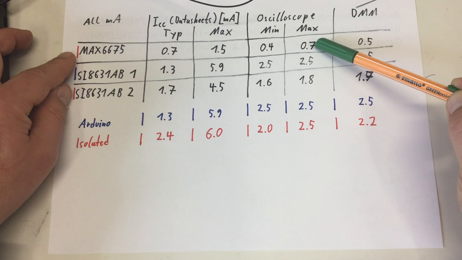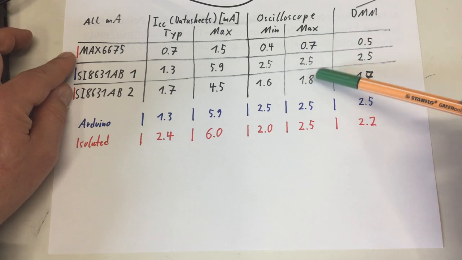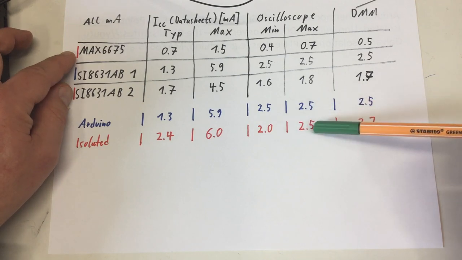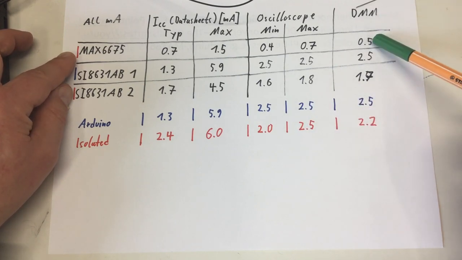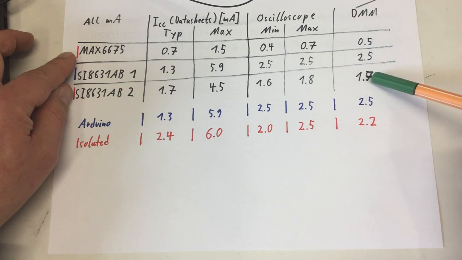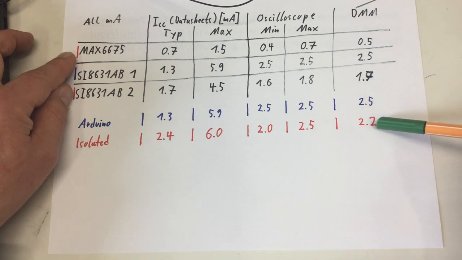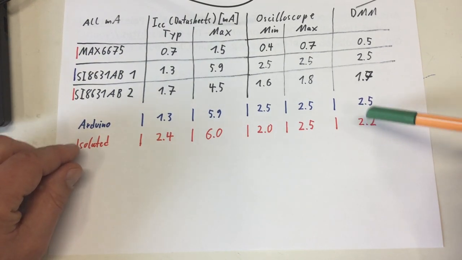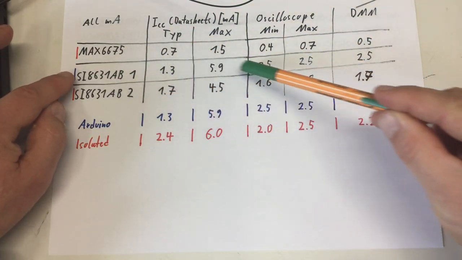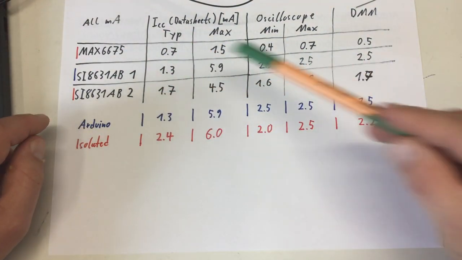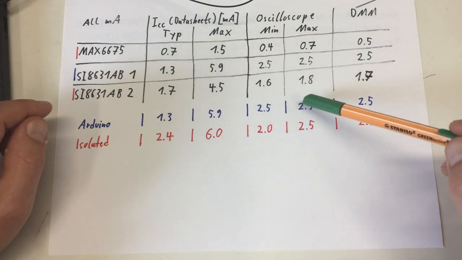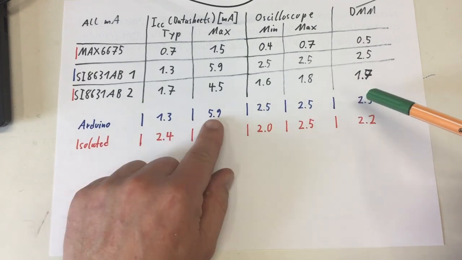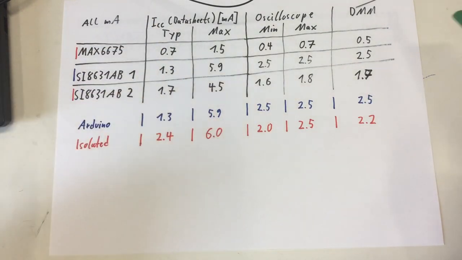Maximum values 0.7 plus 1.8 makes 2.5. Summing up and measured. So we are okay here. Digital multimeter, 0.5 milliamps plus 1.7 milliamps gives us 2.2 milliamps. So this is also consistent. And for now, we can forget about the Arduino side of the digital isolator. It's simply 2.5 milliamps, which is somewhere between the typical value and the maximum value from the datasheets.